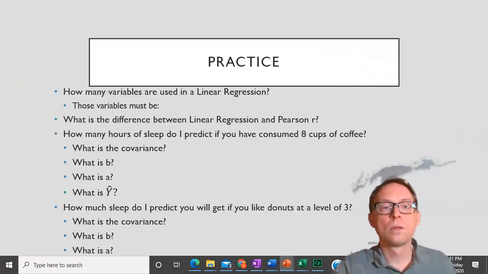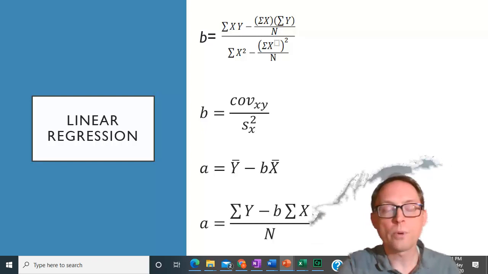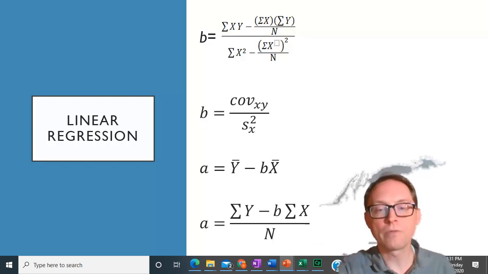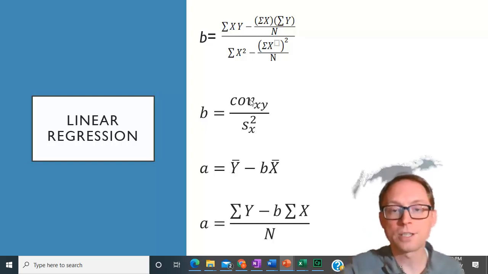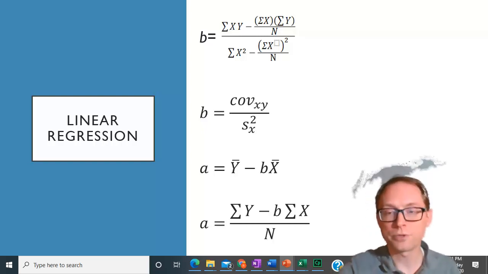So we practiced doing all of these. Now, instead of doing what we did, you could just take the raw scores and put them into these equations up here or down here. That's fine. It'll give you the same information. I think it's a lot easier to do it through the covariance route, just so you're aware.